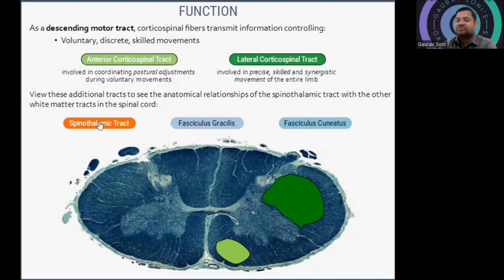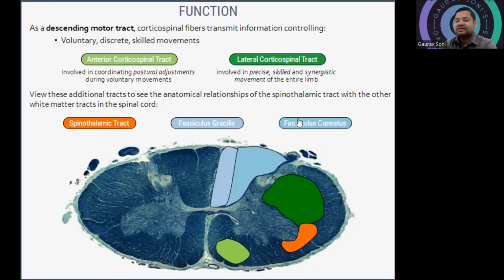So let's see what the relation is between all these things. So this was the spinothalamic tract. I think you can recall it, or you can see the previous video. Then fasciculus gracilis and fasciculus cuneatus in the posterior column, which we talked about in the second video on the tracts. So this is how they are related to each other.